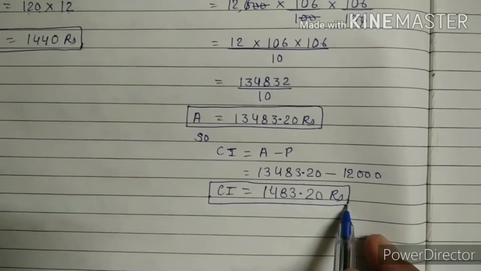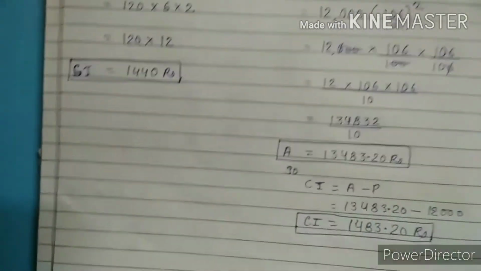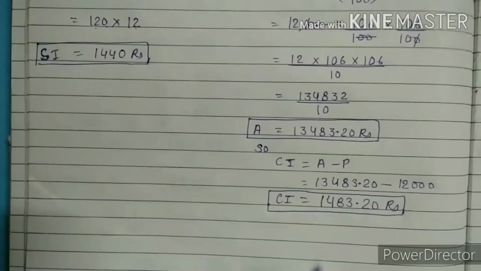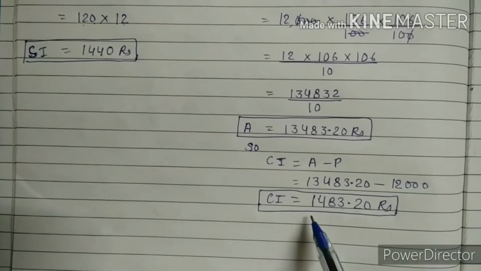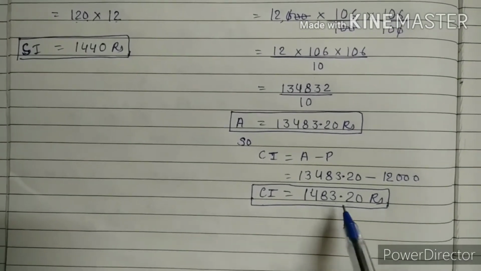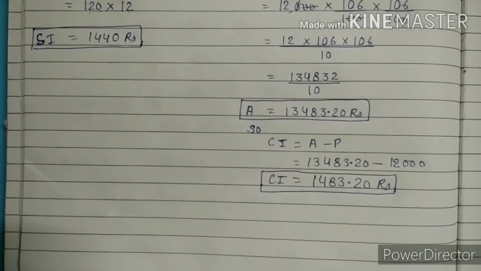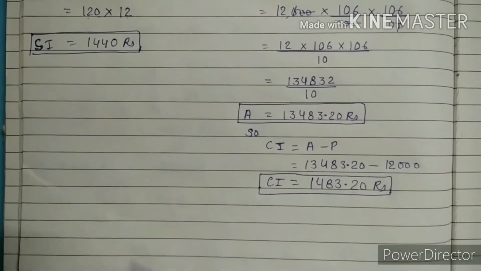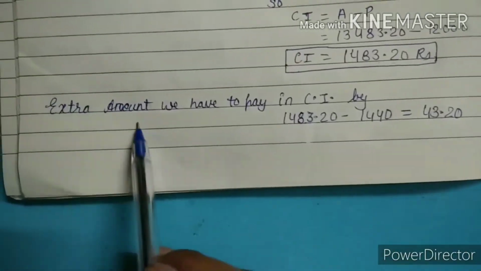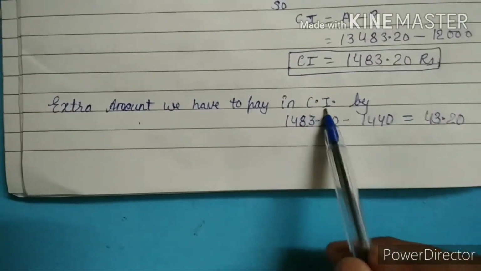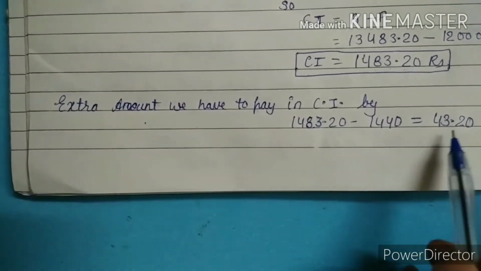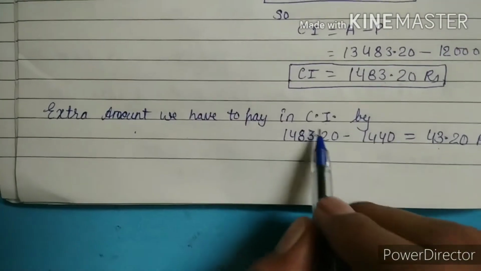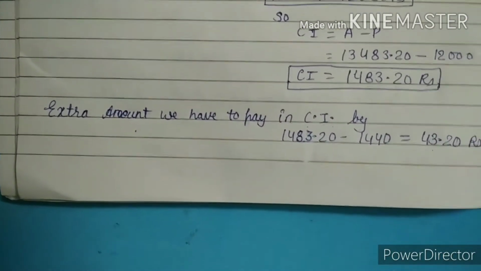1483.20 rupees. So you can easily see in the simple interest we have to pay 1440 rupees, and in the compound interest we have to pay 1483.20 rupees. In compound interest we have to pay extra. How much? Let's see. That is the extra amount we have to pay in compound interest, 43.20 rupees.